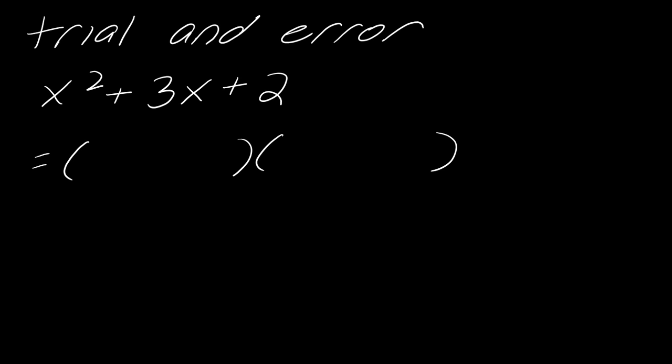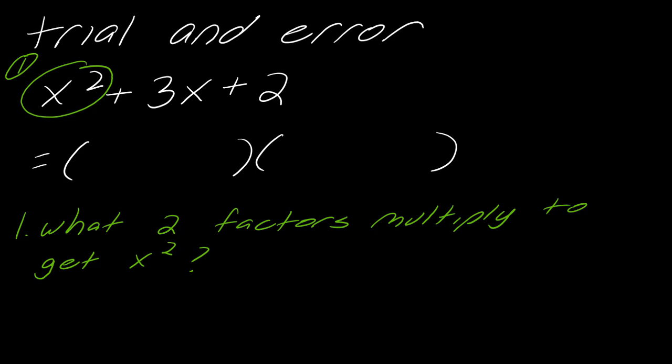And there's really only two things you have to worry about for the trial and error method. Starting with this first term, let me put a little 1 next to it and write a note. What two factors multiply together to get x squared? That answer is going to go right here. I'll tell you the punchline already: it's going to be x and x, all the time. It's always going to be x and x. So that's kind of the freebie.